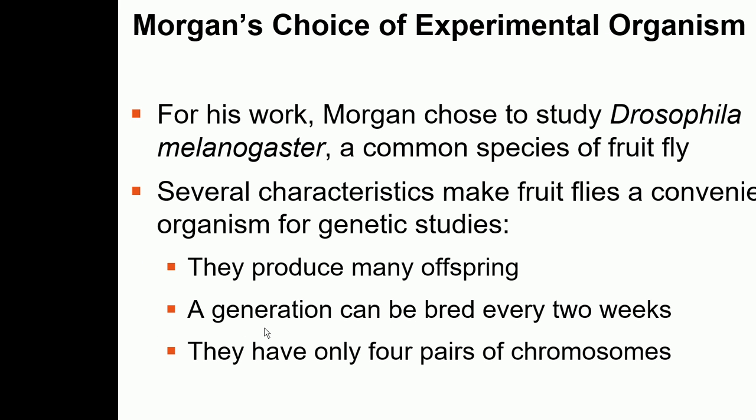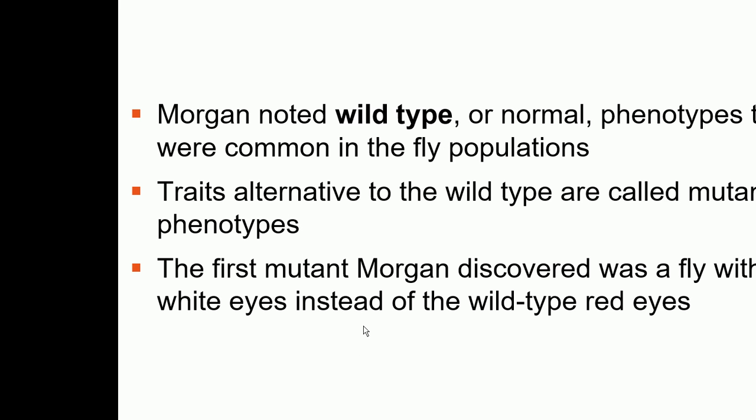So Morgan chose Drosophila melanogaster. This is a fruit fly, and he was also lucky, like Mendel, that he chose a great model. Mendel's model was peas, so there were many advantages of using peas. Similarly, there are many advantages of using Drosophila, the fruit fly, because they produce many offspring. A generation can be bred every 2 weeks, and they have only 4 pairs of chromosomes.